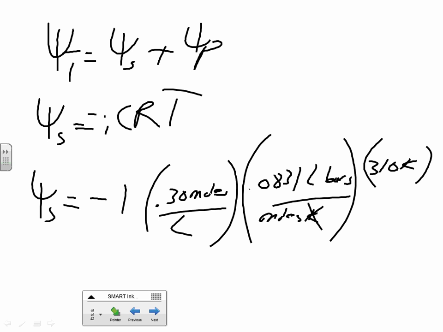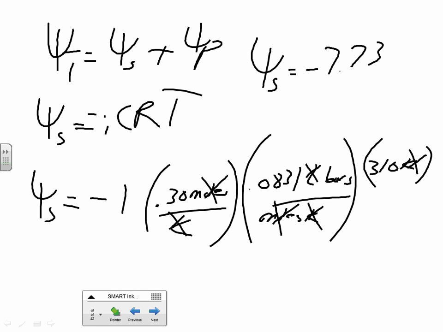All right, the Kelvins cancel. The moles cancel. The liters cancel. And if we do the math, 0.3 times 0.0831 times 310, we end up with about -7.73.